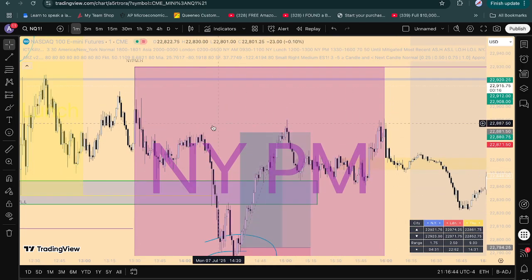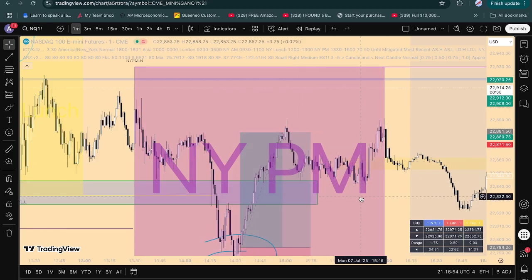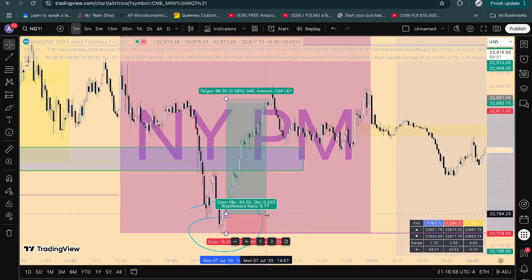But look, what would this trade do? Again, I just placed this trade. Ergo, I don't know if this trade will hit or not. But I'm just saying, if you're using my model, this is how I would trade my model. Now, this would hit again.